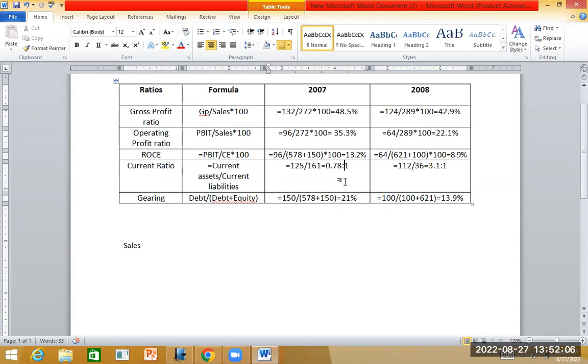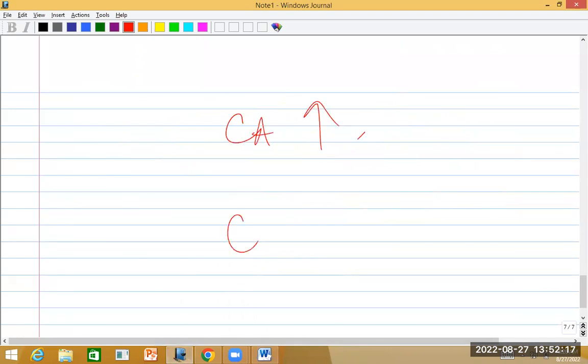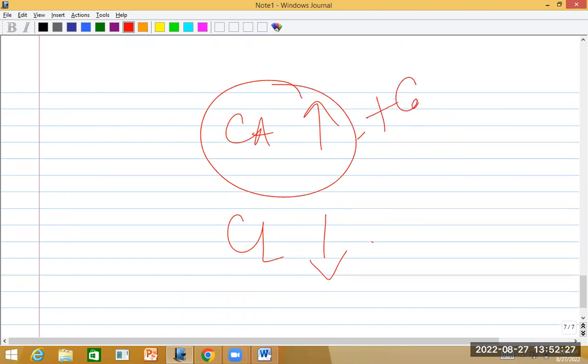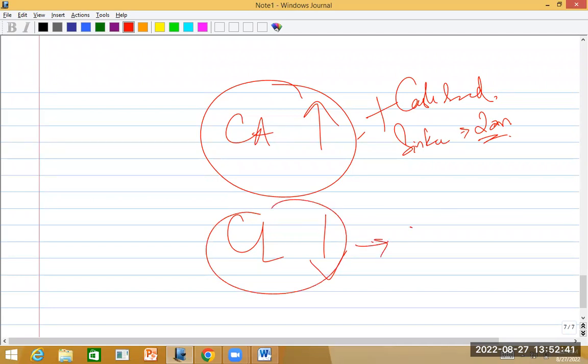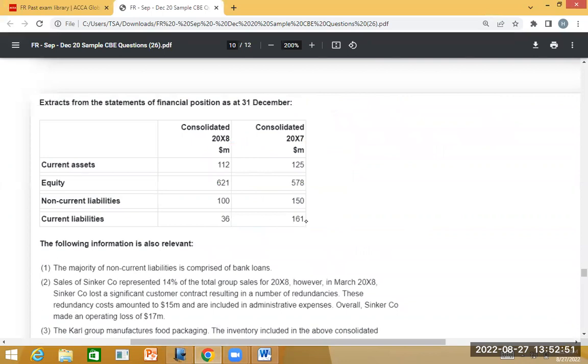Now, right now, it has improved from 7.1 to 3.1. So the reason could be, if the current ratio has increased over the year, there could be an increase in the current assets or a decrease in the current liability. First, we need to tell why the current assets have increased over the year. It's the cash received on the disposal of Sinker, which is approximately 20 million. And definitely there will be a decline in the current liability. So we need to see what type of liabilities they are. Yes, you can see here the current liability has reduced from 161 to just 36.